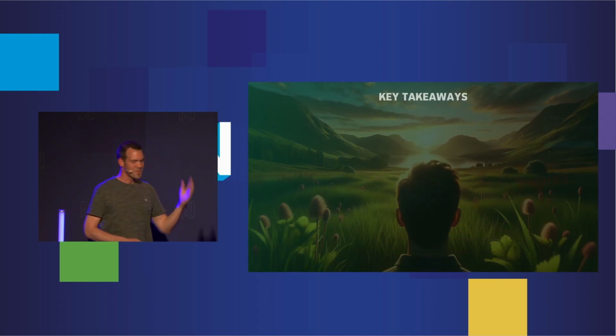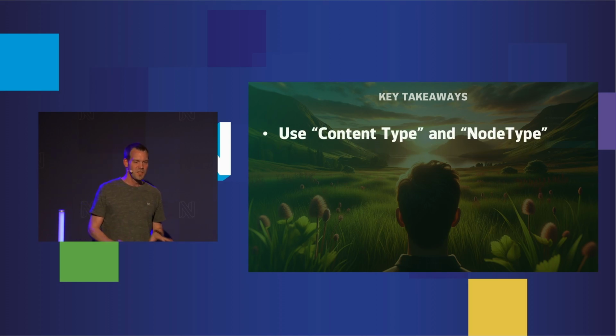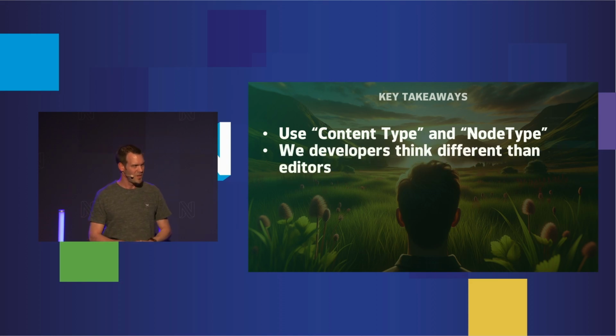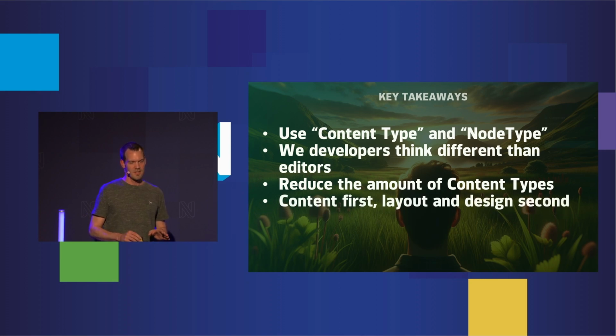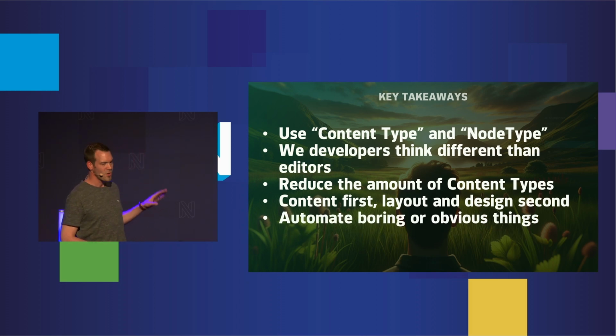And basically my core messages are: let's use the naming of content type and node type appropriately. Let's keep in mind that we developers and agency people in general think differently than our editors. Let's at least try to reduce the amount of content types which are visible in the first creation dialog step. Let's think content first, with an editor perspective. And let's automate stuff that is just distracting or annoying our editors.